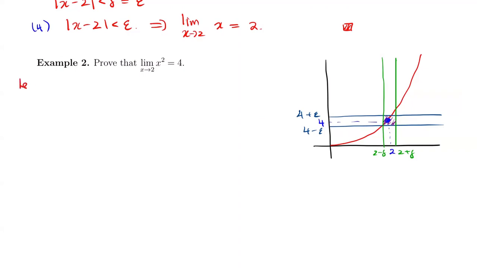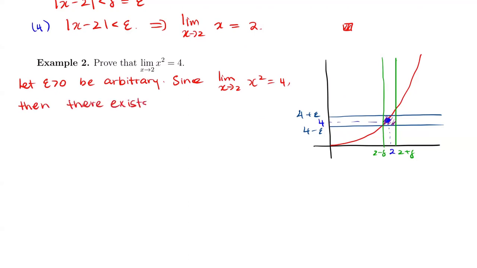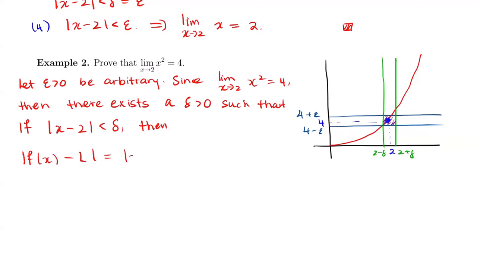So we're going to say, let epsilon be arbitrary. And since the limit as x approaches 2 of x squared is equal to 4, then there exists a delta, which is the delta that we have to find, such that if the distance, the absolute value of x minus 2, is less than delta, then the function f of x minus L, which is equal to x squared minus 4.